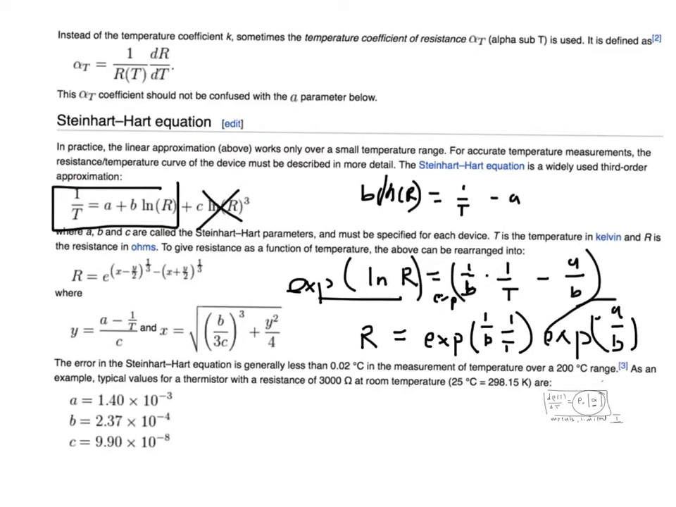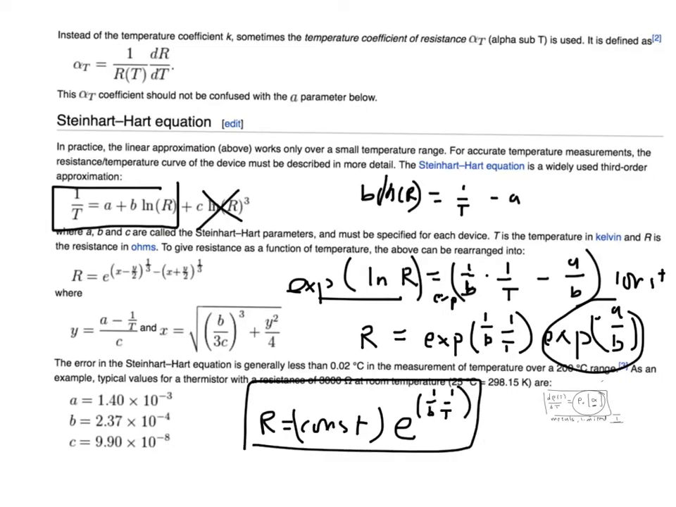Now notice this is a constant. So what we have here is R equals a constant times e to the 1 over B, 1 over T. So for me, this equation right here doesn't mean anything.